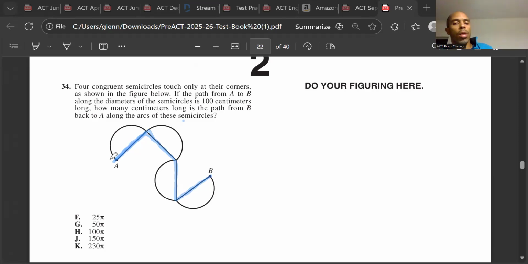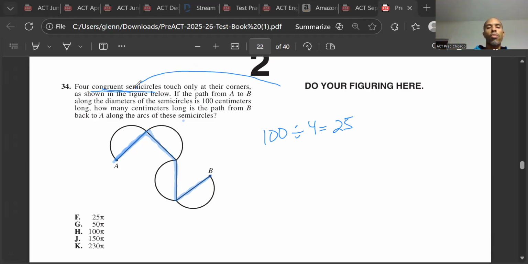All right. If the path from A to B along the diameter of the semicircle is 100. Now remember, they say those are congruent semicircles too. So that means if we do 100 divided by how many do we have? We have 4 diameters. 100 divided by 4 would be 25. Why can we just divide by 4? Because it says they were congruent semicircles, which means they would have the same dimensions.